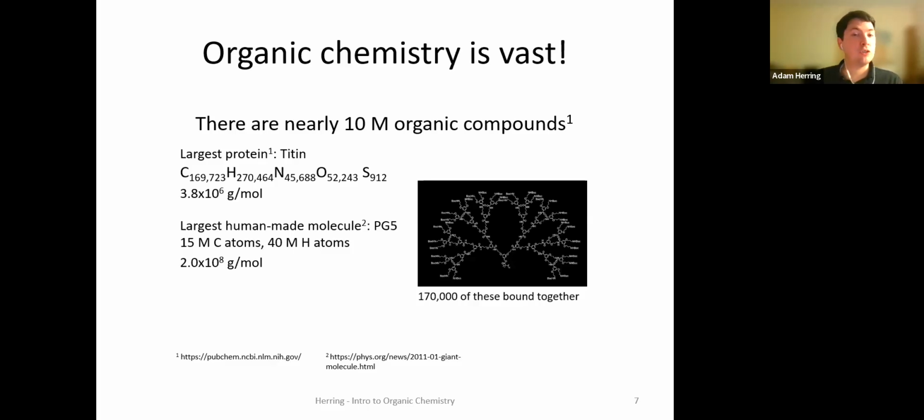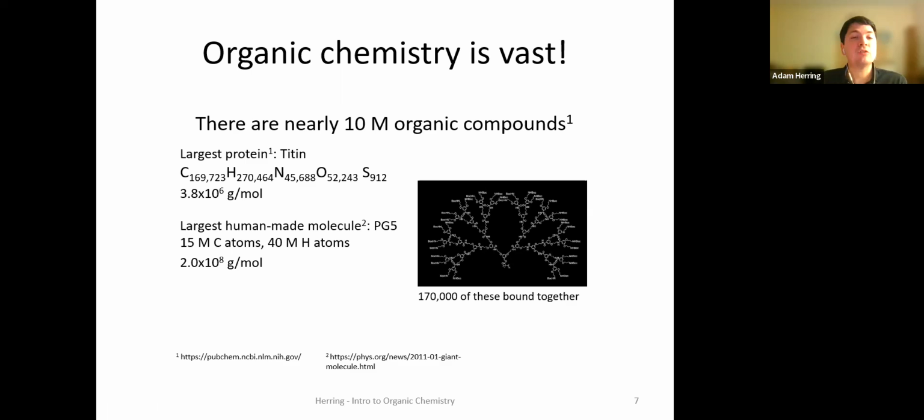This is the largest human-made molecule. It weighs almost 100 times more than the largest protein, and it has 15 million carbon atoms and 40 million hydrogen atoms. And here you can see this little image. This is one monomer, one unit, and there's 170,000 of these bound together to create PG5. It serves no useful purpose as of right now. I believe that it was just made to see how big we can make things.